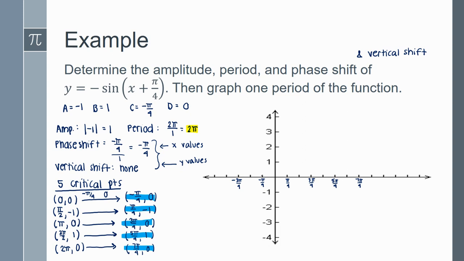So negative pi over 4, 0; pi over 4, negative 1; 3 pi over 4, 0; 5 pi over 4, positive 1; 7 pi over 4, 0. Okay, so notice that on the left side, I'm continuing on the left. So that's why my arrow starts going up, but then I'm going to curve, and then I'm going up, and I'm curving, I'm going back down to 0, and then I would head down for the next one. So there is my 1 period graph.